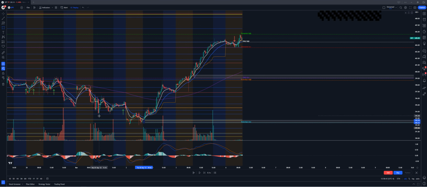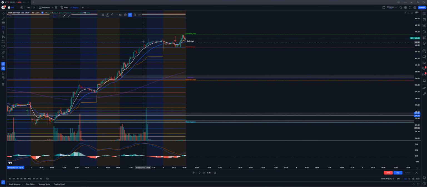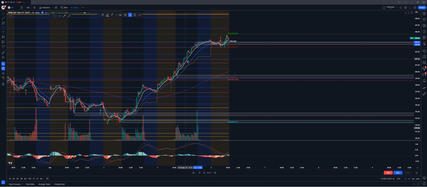I'm going to draw these in really quickly. Then we want to add the high of day zone from this day as well, so you can draw that in. And then, let's see here. This could potentially be a good zone to watch as well. So I draw in a few zones.